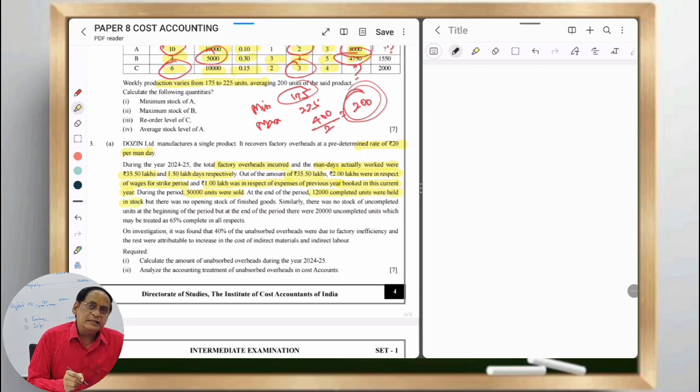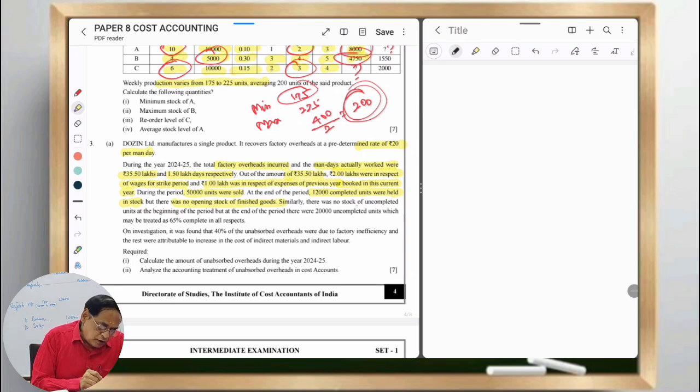So total sales, cost of sales: total sales 50,000 units. Out of that, 15,000 completed units, that is work in progress. But there is no opening of finished goods. In order to find out the total production, the formula is sales plus closing stock minus opening stock.